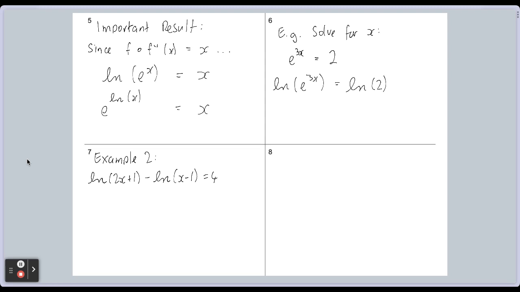On the left-hand side, the ln and the e cancel out. That leaves me with just 3x. On the right-hand side, I don't evaluate. I leave it as the exact value ln 2. I then divide both sides by 3, and I get 1/3 ln 2. And that is an exact value.